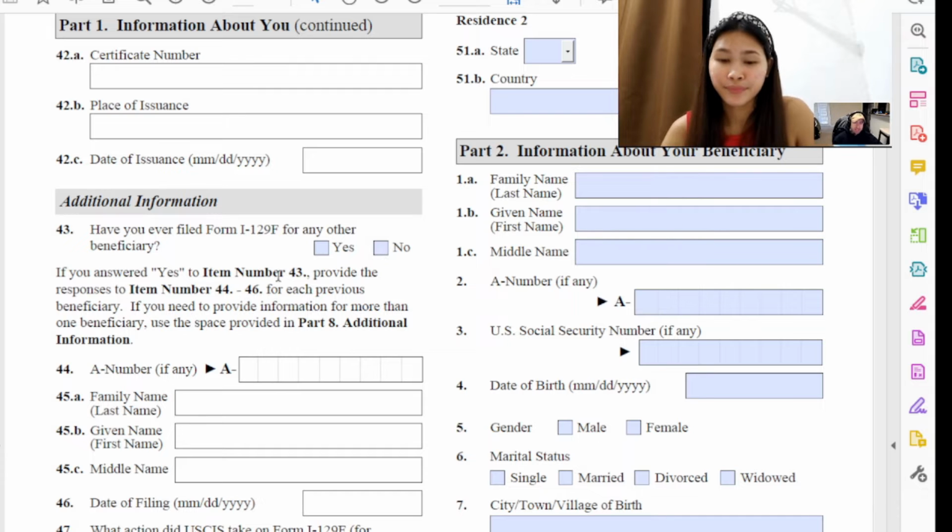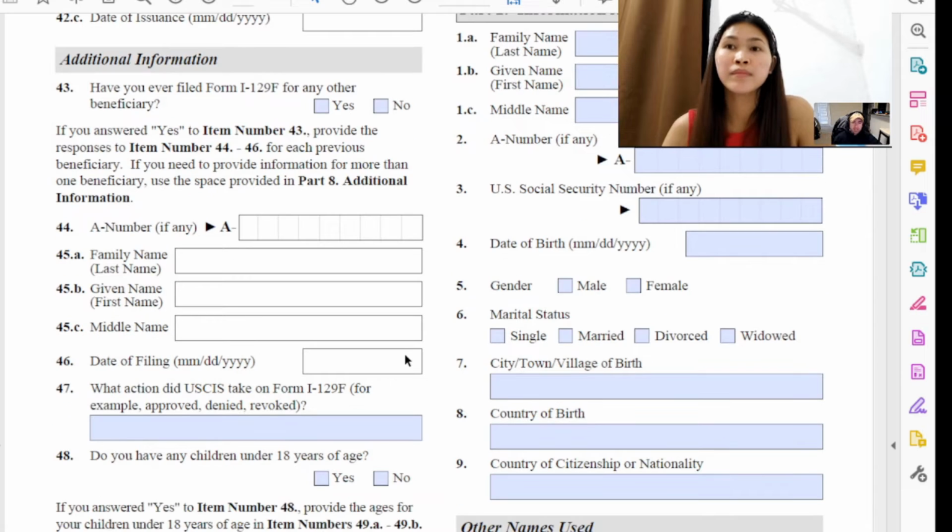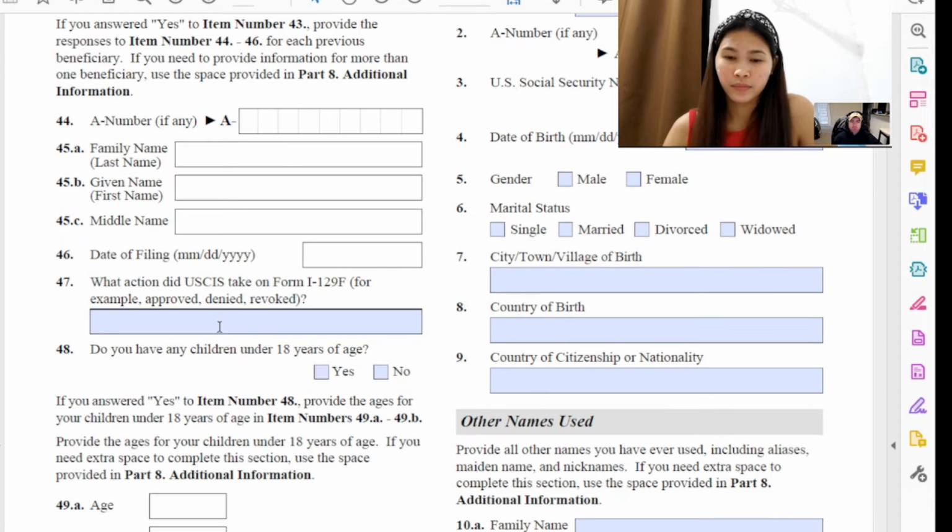If you answered yes to item 43, provide the response to items 44 through 46, which for us is not applicable. So of course I would put NA. You want to make sure you put NA in all of the spaces that you absolutely can. Otherwise, they may kick it back and question why there's an empty space. Okay, so what action did USCIS take on the form? And this would be if you filled one out.